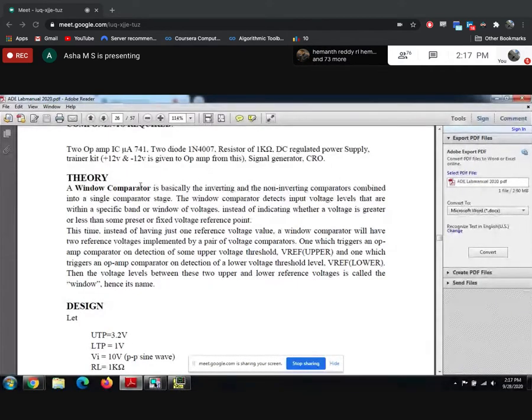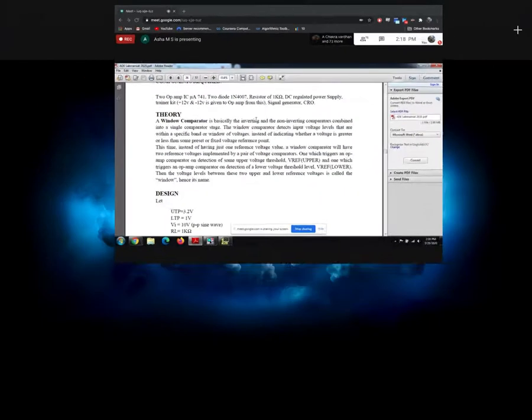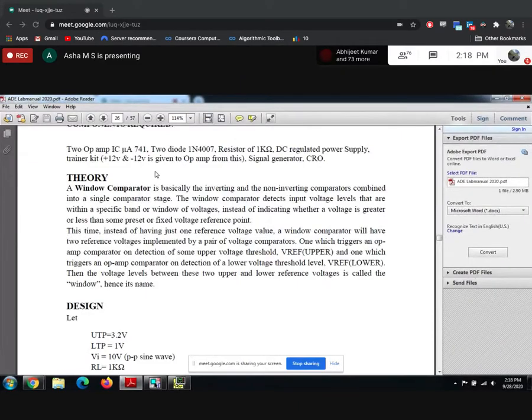What do you mean by this window comparator? We already studied inverting and non-inverting comparators in the theory. So we are going to combine these two to make a single comparator. Here we are going to detect the input voltage levels that are within a specific band or window of the voltage. What is a specific band or window? They are given the UTP and LTP, and the difference between UTP and LTP, that we are going to consider as a window here.